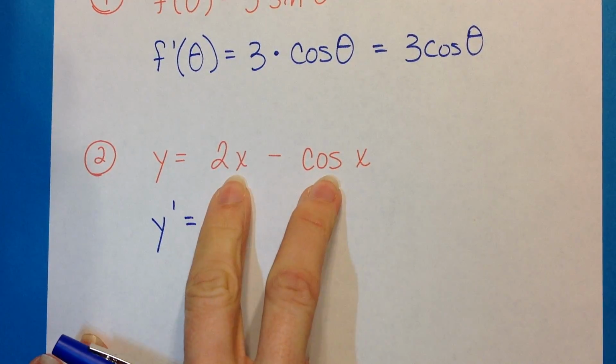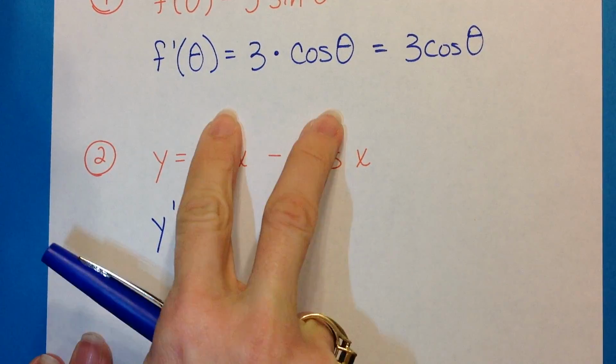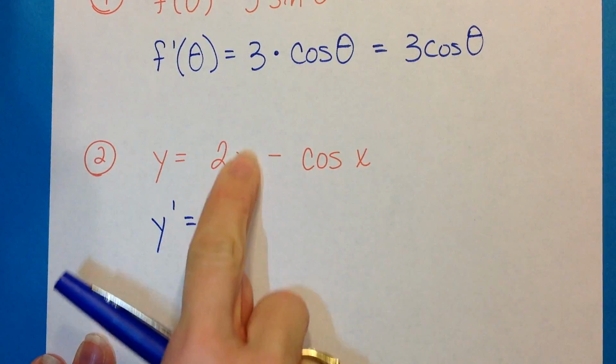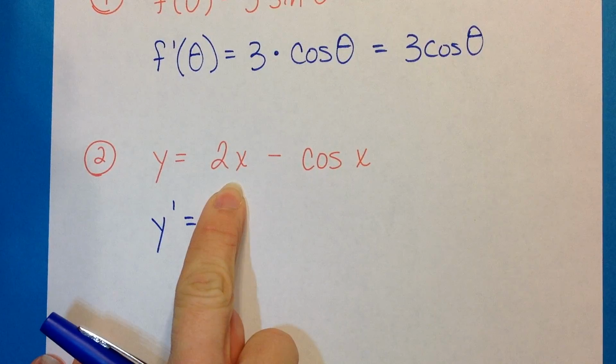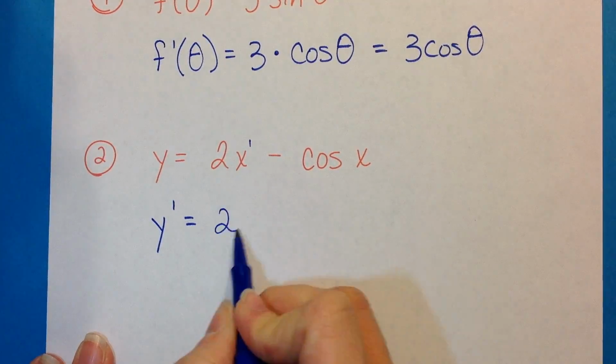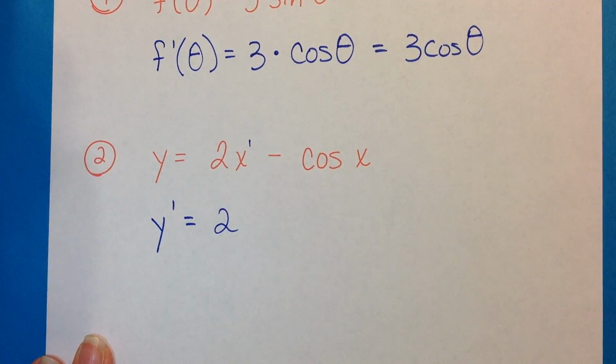All right, so we've got a difference. We have something minus something, so I am allowed to take the derivative of those two terms individually. Okay, now this is just an algebraic term that we've already been dealing with. This is x to the first power. So remember, if you go through the power rule, it's just going to end up being the coefficient.